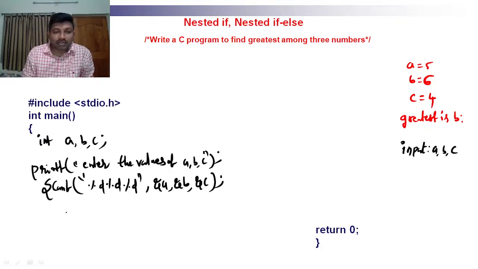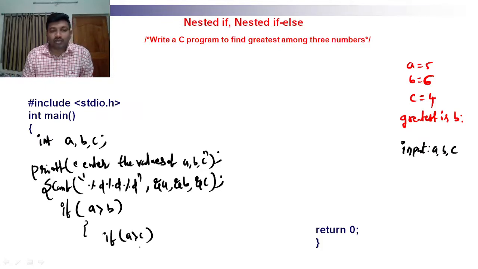Now let me write the logic. Because I want to implement this with nested if else, in fact this could be implemented using simple if, even if else also. So if a greater than b is true, I want to check again if a greater than c is also true. Yes or no? Then only I can print. So let me printf: a is big. What does it mean? a greater than b is true and a greater than c is true, a is big. Am I right?